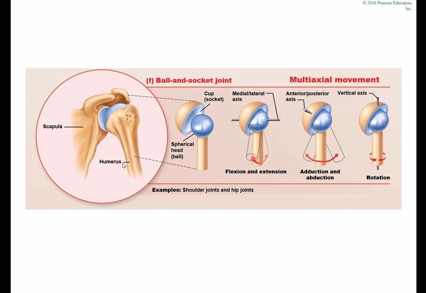The most freely movable synovial joints, the ones with the widest range of motion, are the ball and socket joints of our hip and our shoulder. They are considered multi-axial. They can move in a medial lateral axis, they can move along an anterior posterior axis, and they can also rotate along a vertical axis. And so here's the ball, little spherical head, so the head of the humerus here, into the cup, which is the socket. So for instance, the glenoid cavity of your scapula. And that's where we're going to stop today.